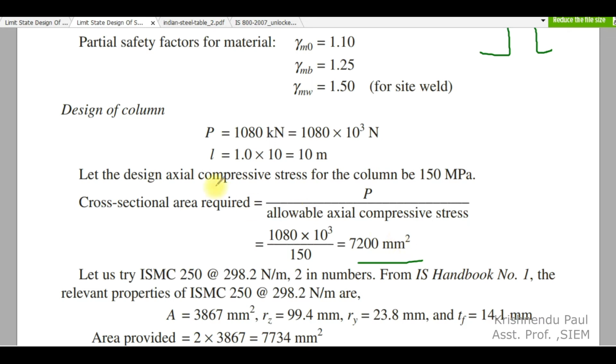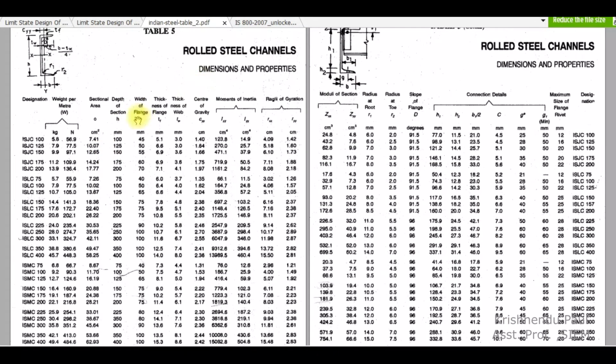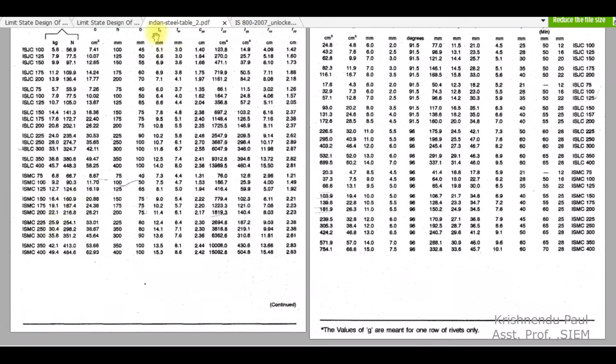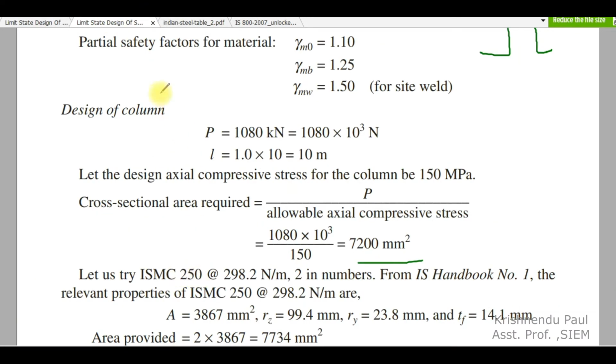Okay, so if you go to the steel table, they have chosen ISMC 250. So let us go to the steel table. This is the channel section, and they have chosen ISMC 250 at the rate of 298.2 Newton per millimeter.